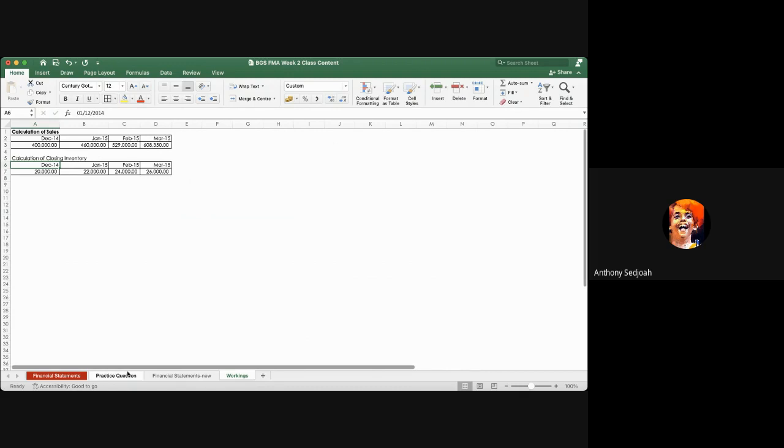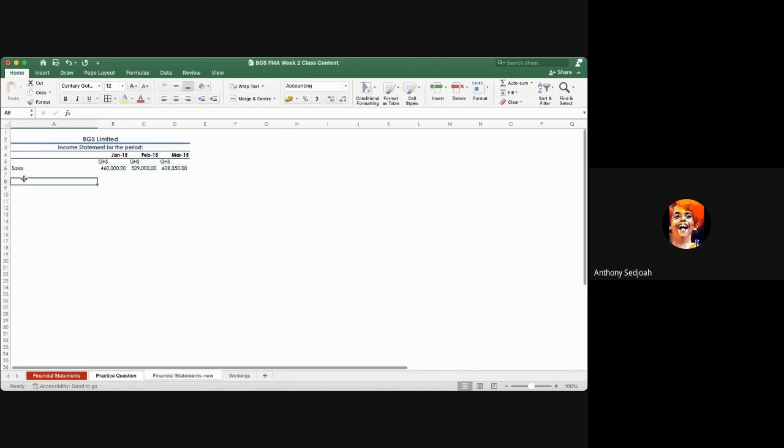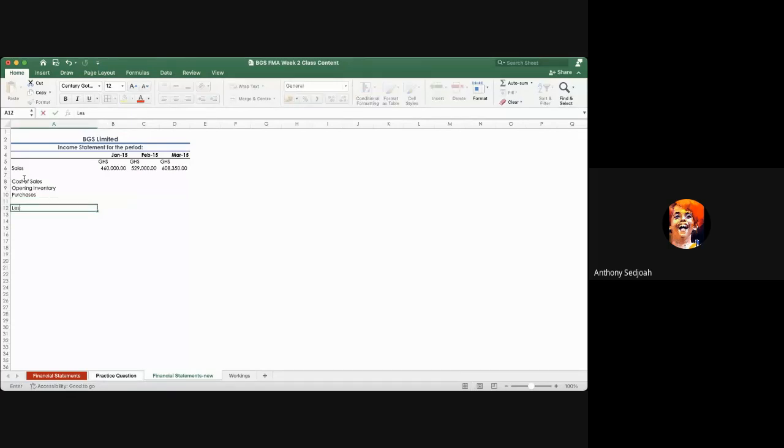Okay, so now let's go and do our cost of sales. Cost of sales: opening inventory plus purchases. So this plus this will give us something, and then we subtract closing inventory.